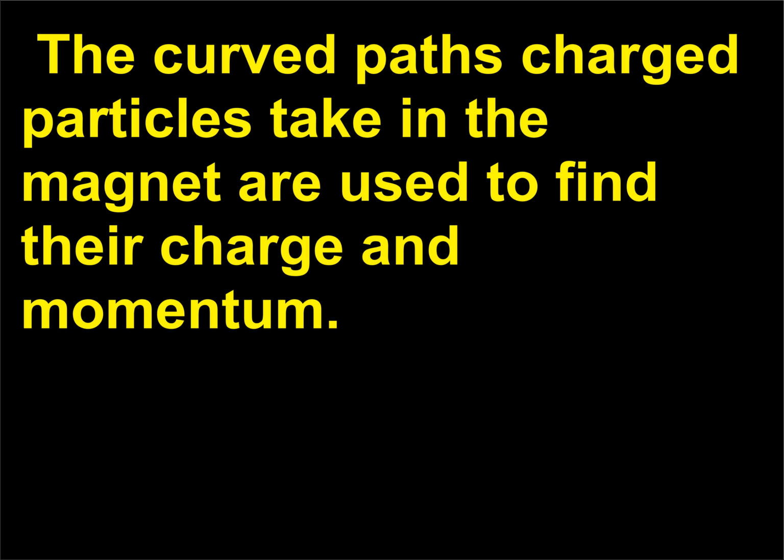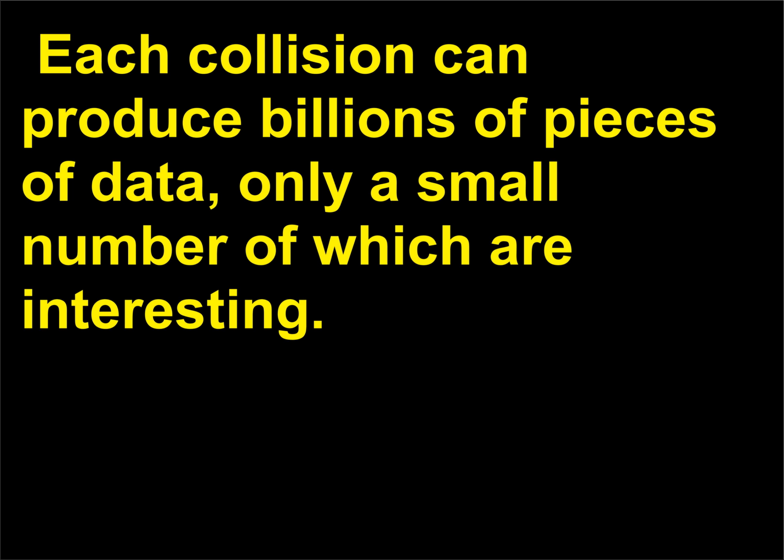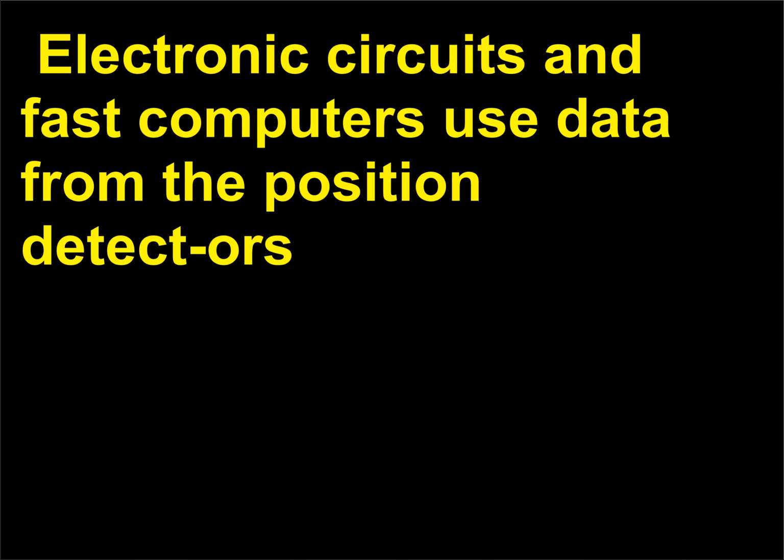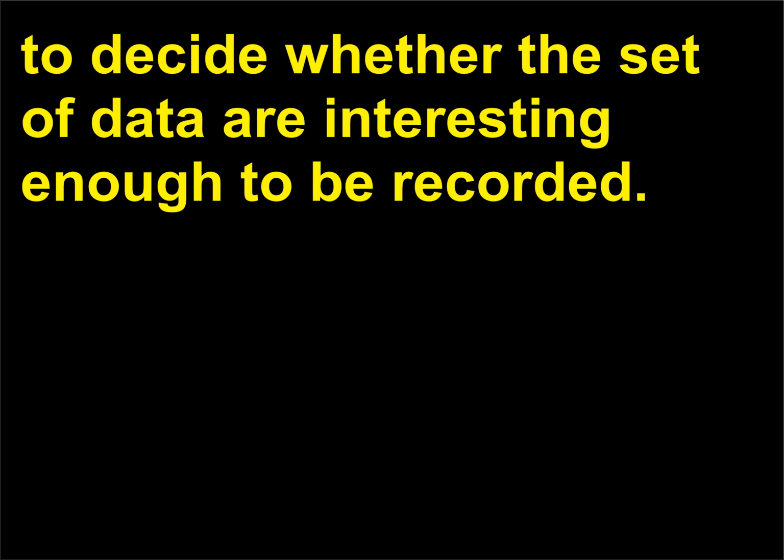Each collision can produce billions of pieces of data, only a small number of which are interesting. Electronic circuits and fast computers use data from the position detectors to decide whether the set of data are interesting enough to be recorded.